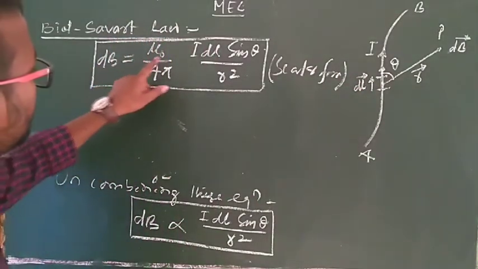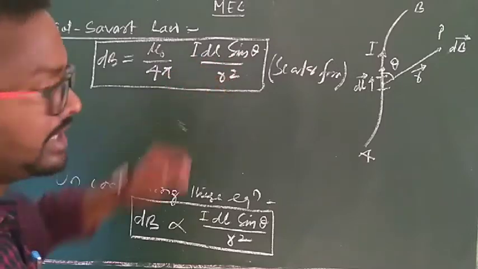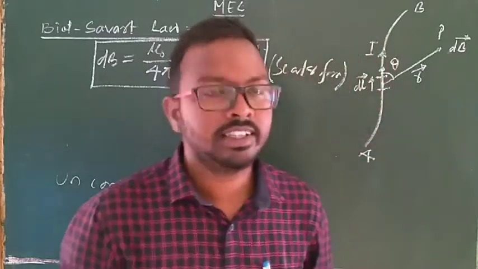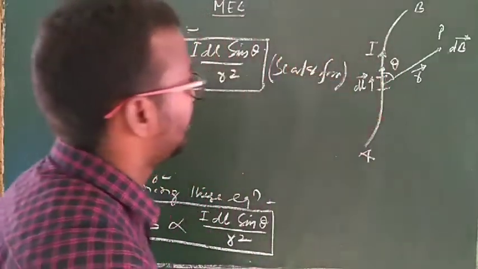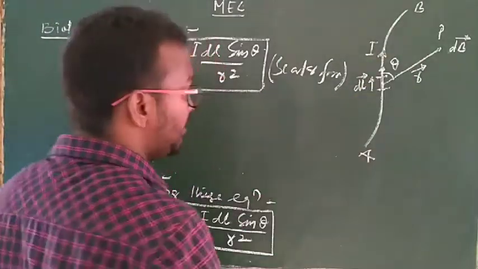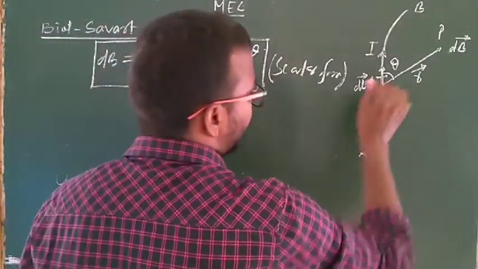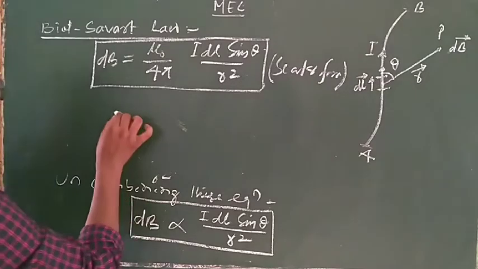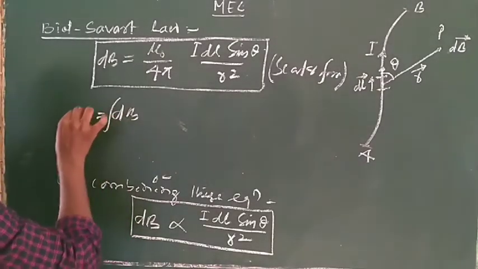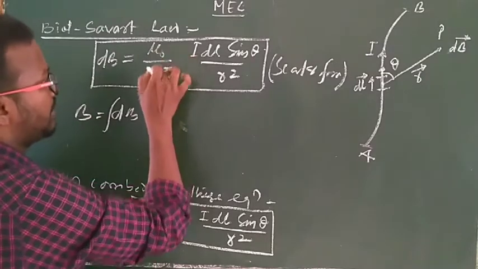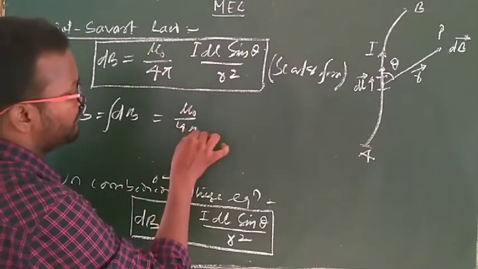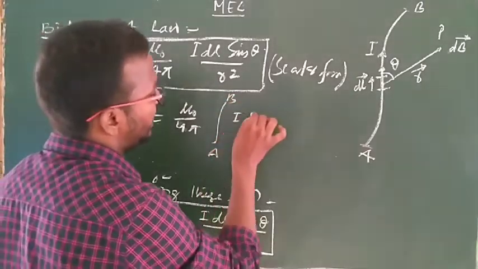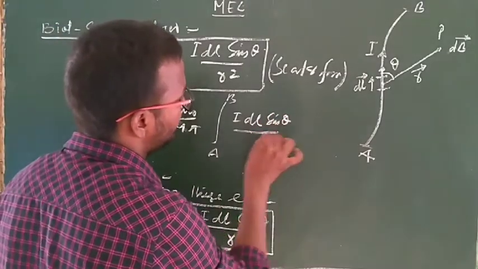So dB equals mu naught by 4 pi, I dl sin theta by r square. And this Biot Savart law is only valid for a small length element. It is not valid for the total length. Clear? If you find the magnetic field due to the total length, that means A to B, we have to integrate the above equation. The total magnetic field B from A to B is equal to mu naught by 4 pi, a constant quantity, times the integral from A to B of I dl sin theta by r square.